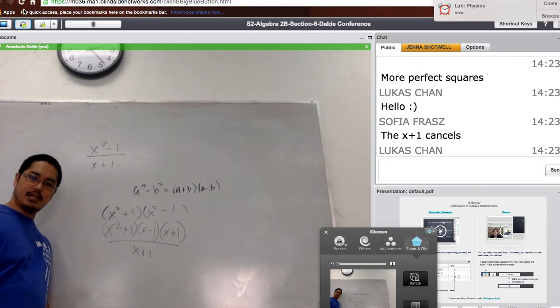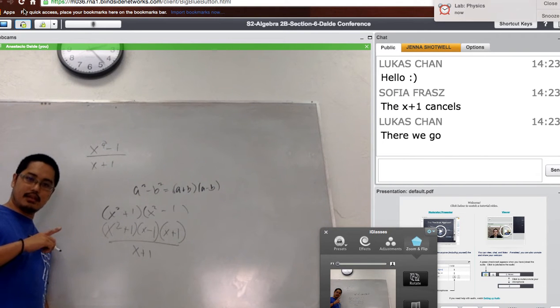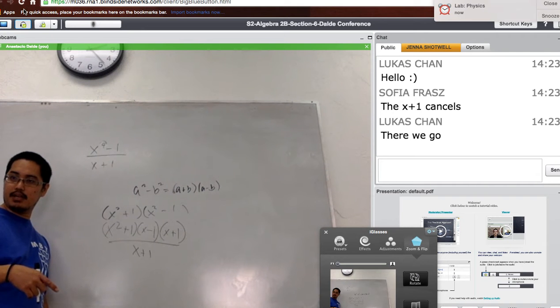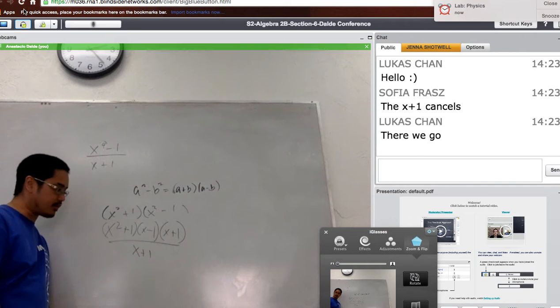But remember, we take the top and we factor it out as best we can. Take the bottom and factor it out as best we can. And then we kill things on top and bottom that are the same and see what's left over.